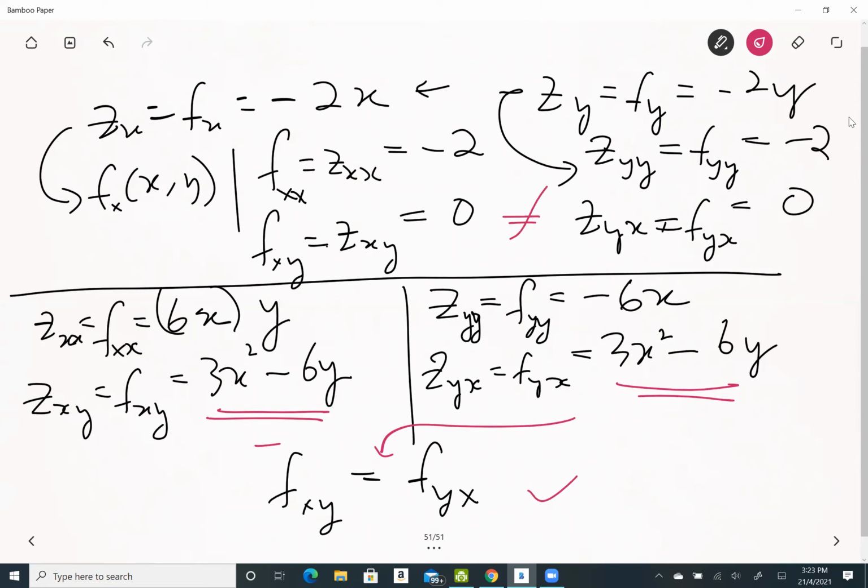So one way to check whether our second derivatives are all correct: fxy must equal fyx. Okay. So the questions that I gave you earlier, some of them, you don't have to do all.